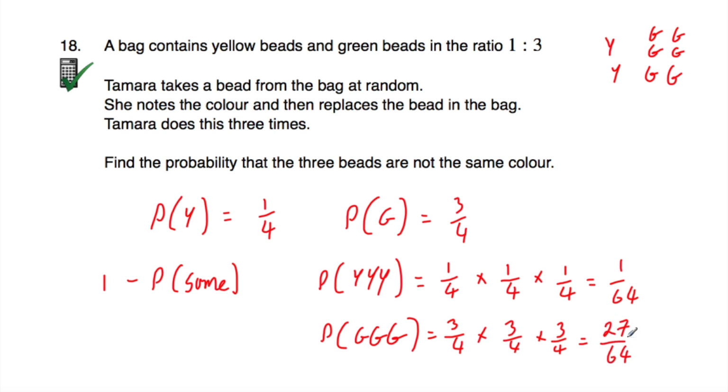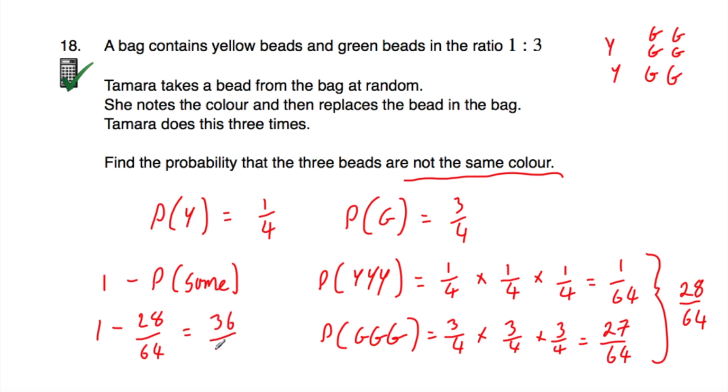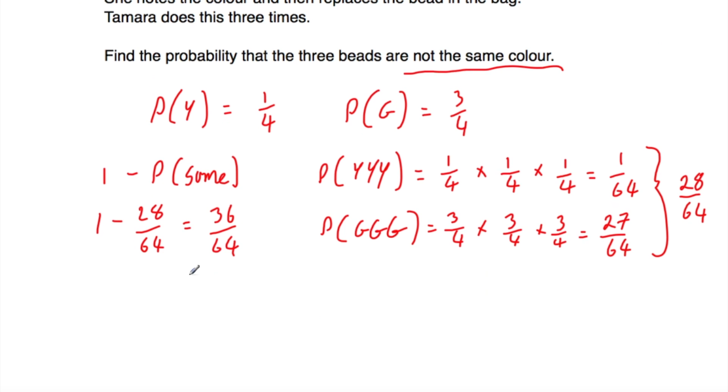So that'll be 27/64. And then if we add them together, that'll be the probability that the beads are the same colour. The 3 beads are the same colour as each other. So that'll be 28/64. Now, if we want to find the probability that the beads are not the same colour, we're going to do 1 take away the probability that they're the same colour. So we're going to do 1 take away 28/64. And that's 64/64, because that's 1, take away 28/64, and that would be equal to 36/64. And then if we cancel that down, we can divide both the numerator and denominator by 4, that'll be equal to 9/16. So the probability that the 3 beads are not the same colour as each other is 9/16.